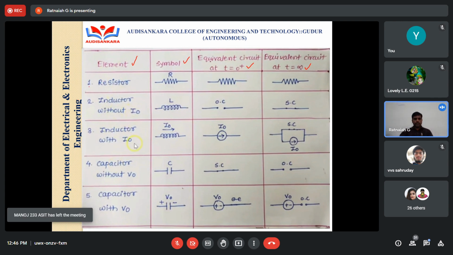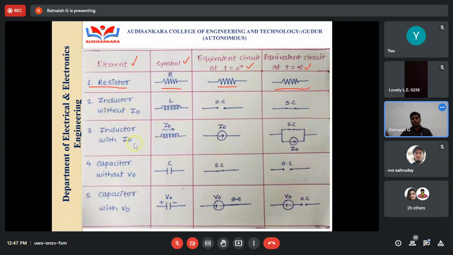So coming to the first one, the resistor, the symbol is represented like this. At t is equal to 0 plus, there is no change in the resistor. At t is equal to infinity, there is no change in the resistor, because the resistor cannot store energy. Here we do not consider any initial value or final value for the resistor element. There is no change in voltage or current for the resistor element.